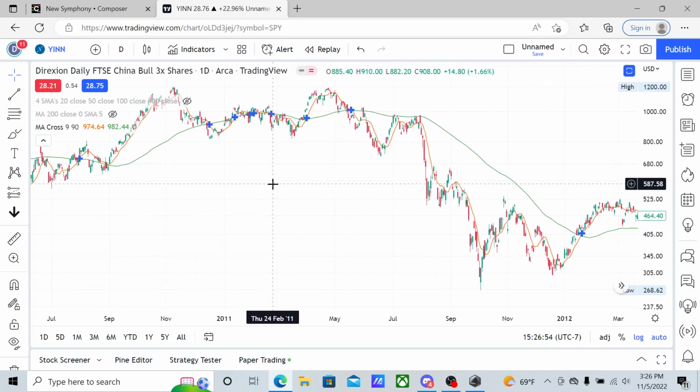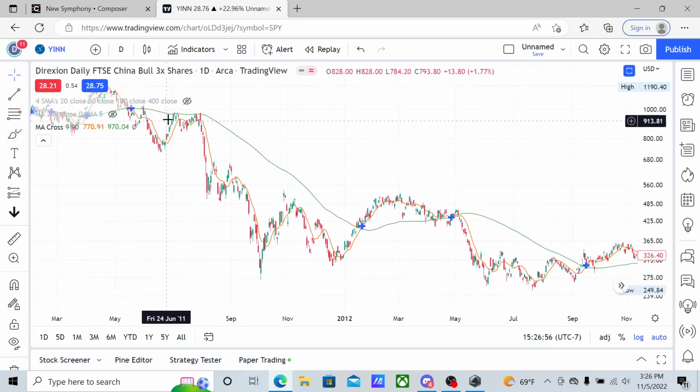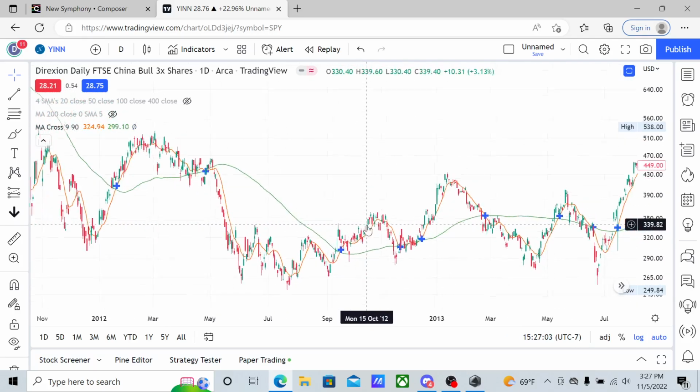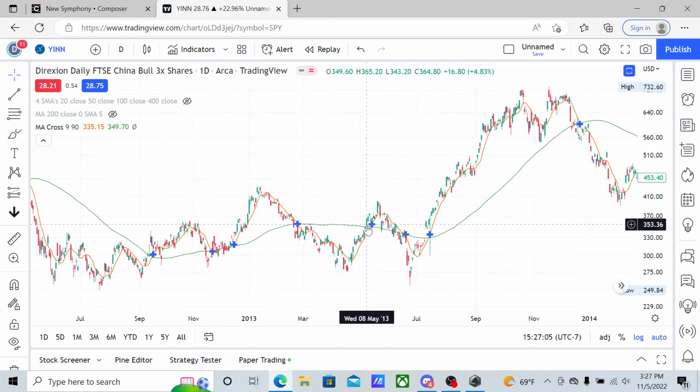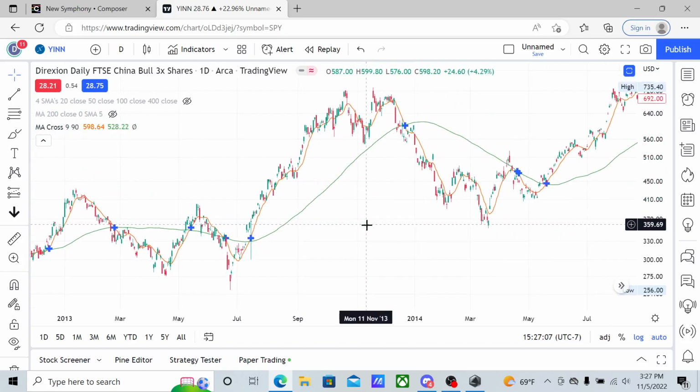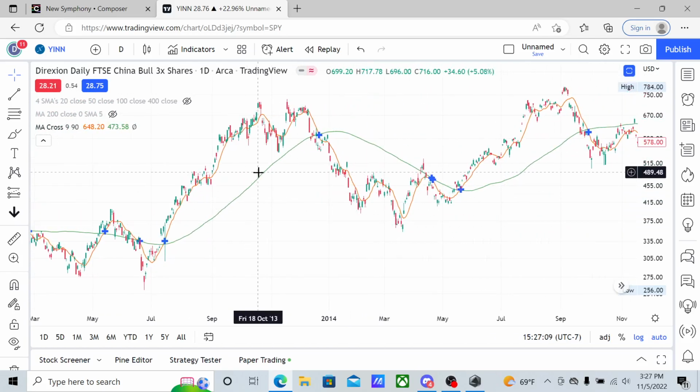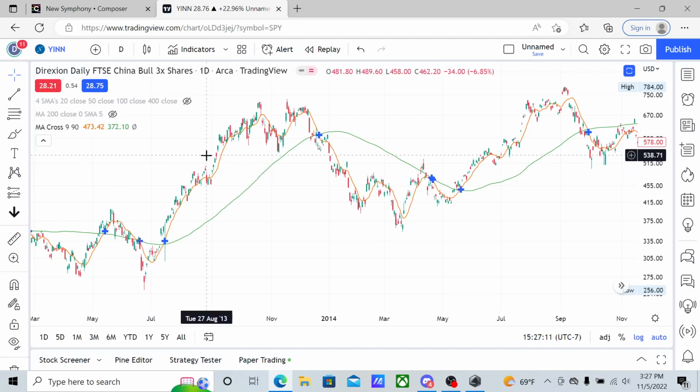But it does tend to respect the 90-day moving average more than the 200. So yeah, just stuff like that. If you're not super familiar with TradingView, I suggest coming in here and playing around with the moving averages, changing up the numbers, using the MA cross. So this one is a 9-day versus a 90-day moving average.